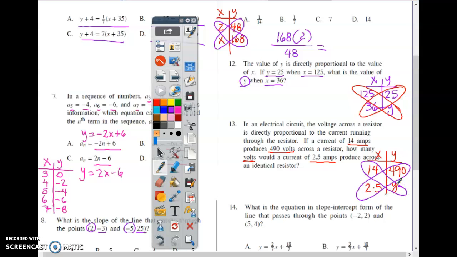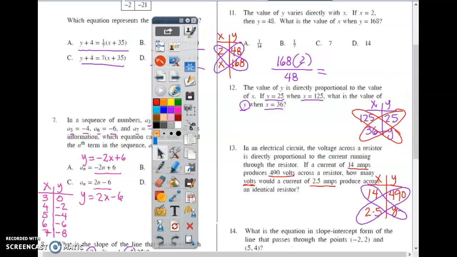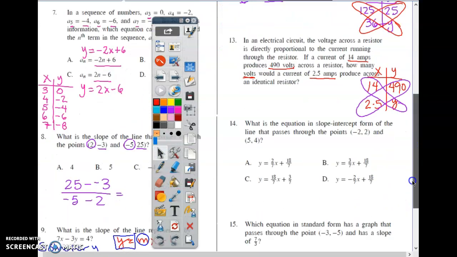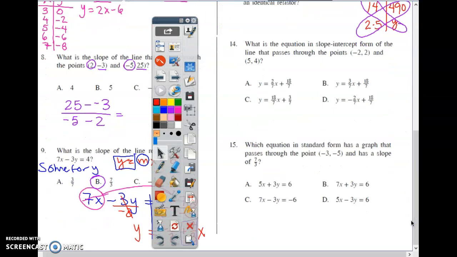So go ahead and pause the video. I want you to do number 11, 12, and 13 before we move on to 14 and 15. Okay, I think those were the hardest ones because the last two are super easy. You're going to put these in Desmos, right, the 2 points, and see which one of these goes through both points. Okay, which one goes through both points.